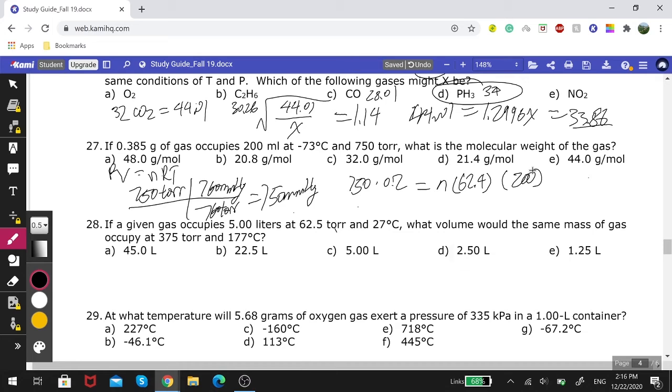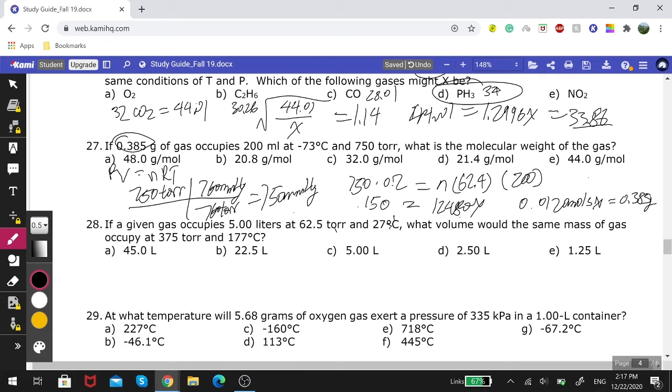And now we multiply all that together. 750 times 0.2 gives us 150. Equals 62.4 times 200, which is 12480x. Divide both sides by that. 150 divided by that gives us 0.0120. That's the number of moles, right? Now for that number of moles, we have that much gas, that much grams. So moles of X is equal to 0.385 grams.